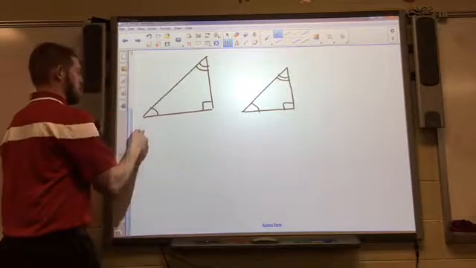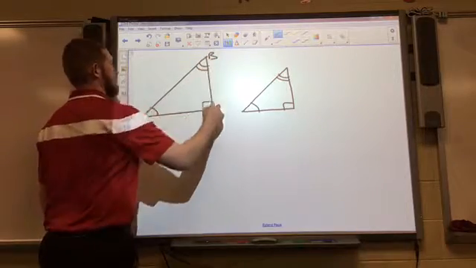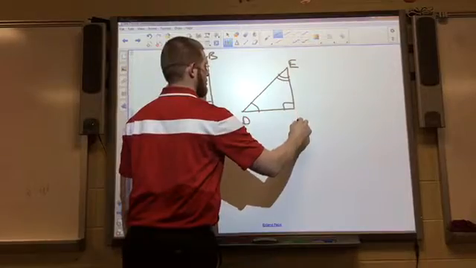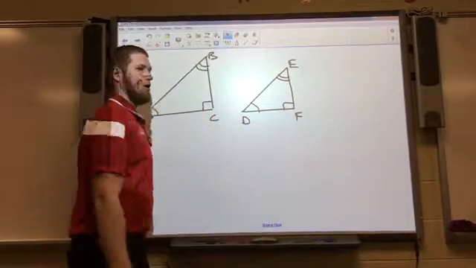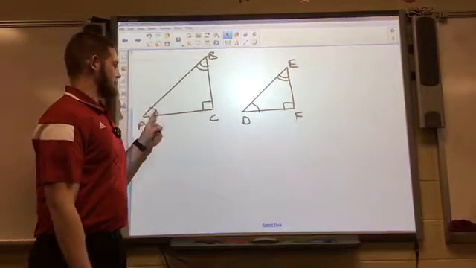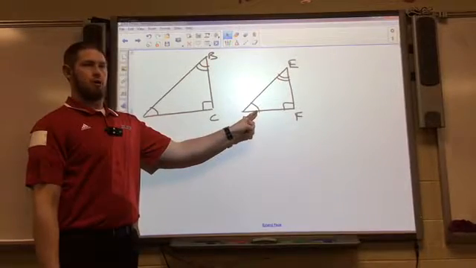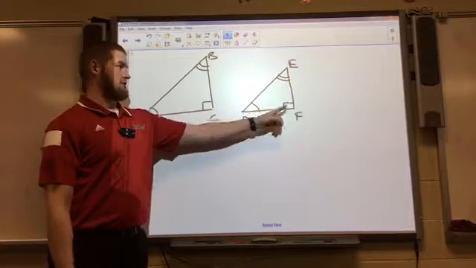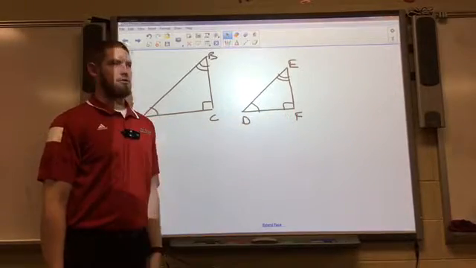First thing we need to know is that in similar figures, all of your corresponding angles are congruent to each other. So notice A is congruent to D, corresponding, right? B to E, corresponding, and C to F, because those are corresponding angles.